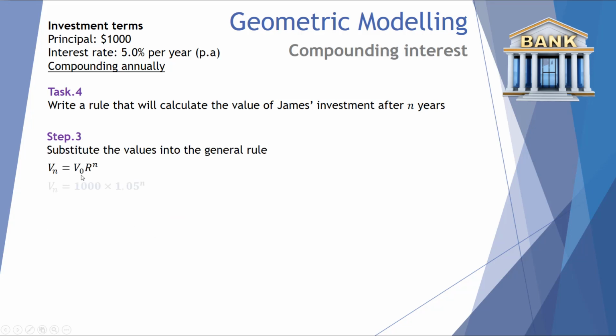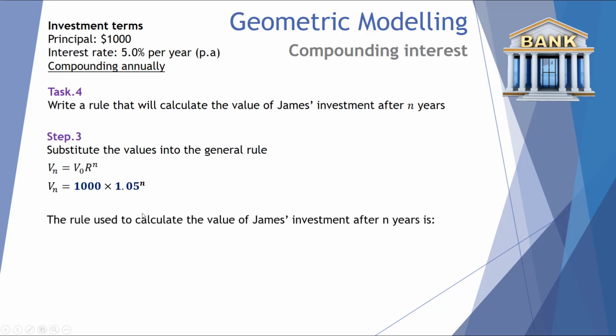Sub that into our general rule. So to calculate a predicted value of this investment after n years, we're going to take our $1,000, our initial value, multiply it by a growth rate of 1.05, raised to the power of n, the number of years. So that's our rule. Vn equals 1,000 times 1.05 to the power of n.